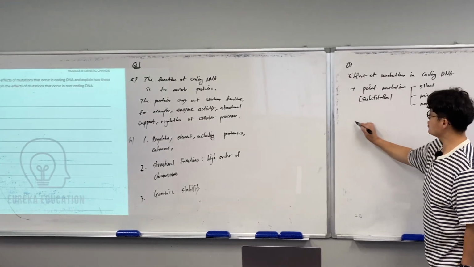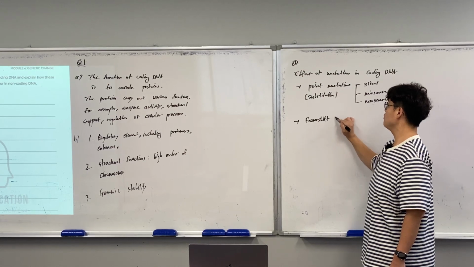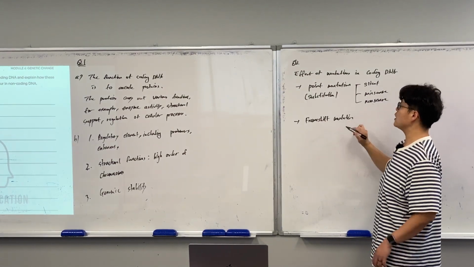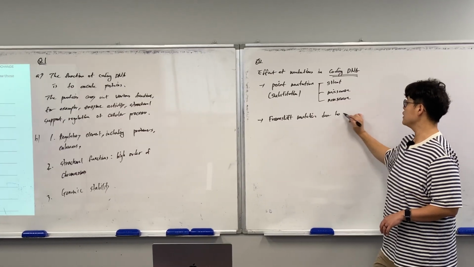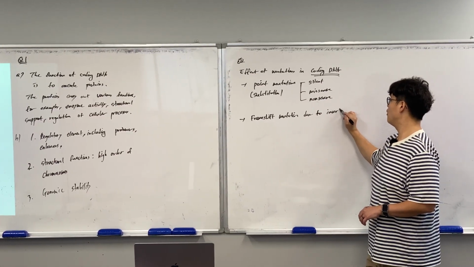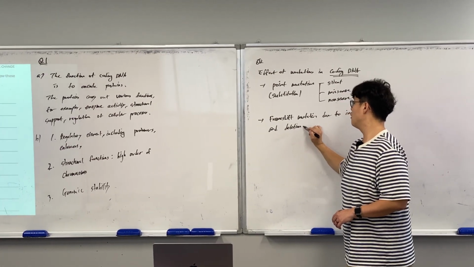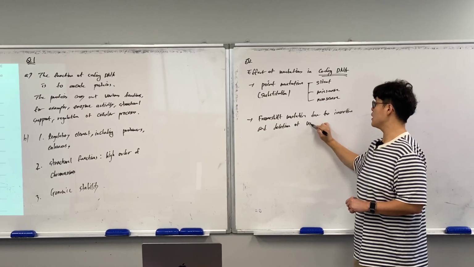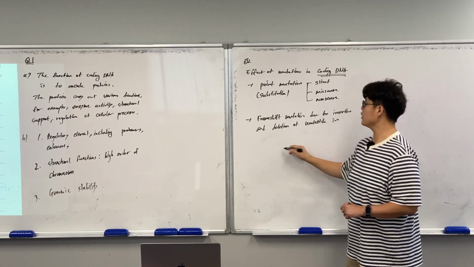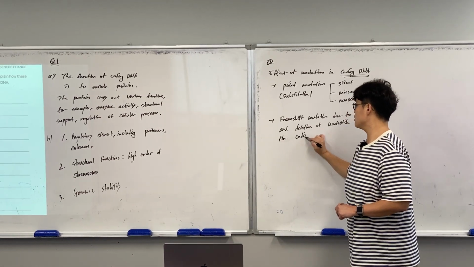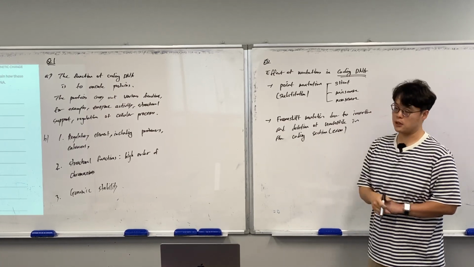Okay. Also, there could be some frameshift mutations. If we have a mutation in the coding DNA due to insertion and deletion of nucleotides in the coding section, which is called the exon sections.